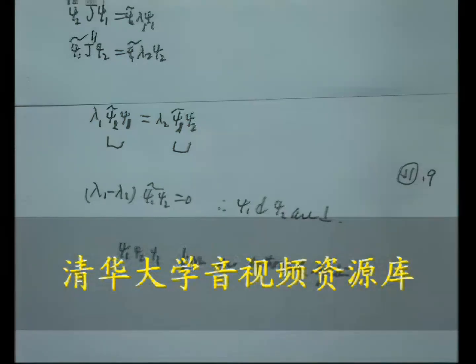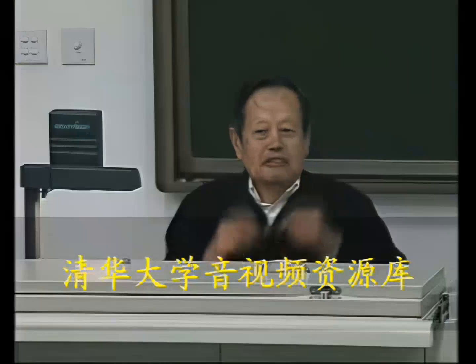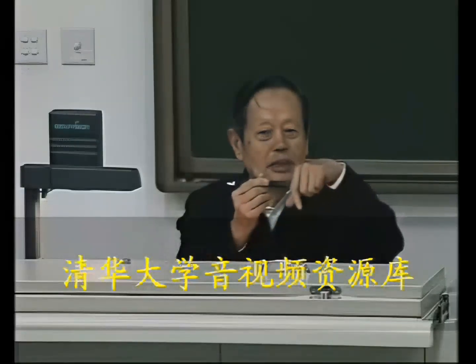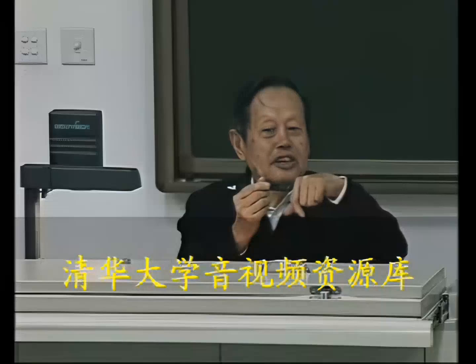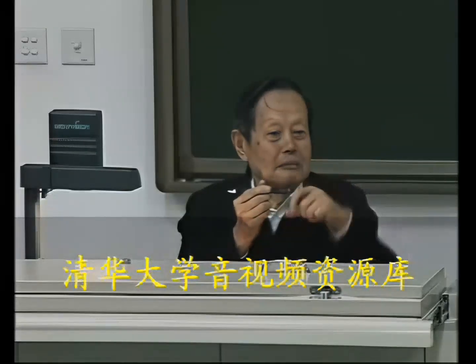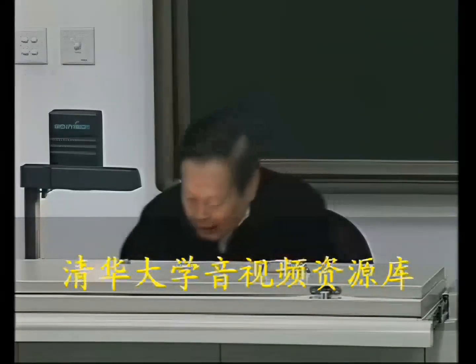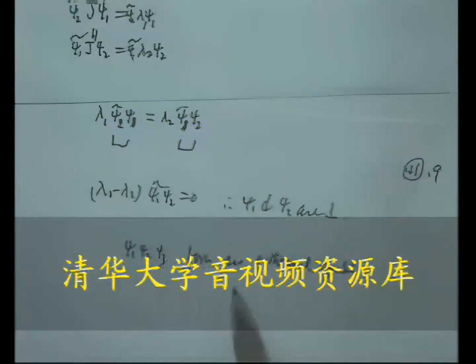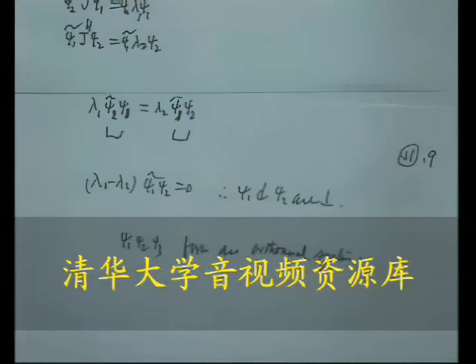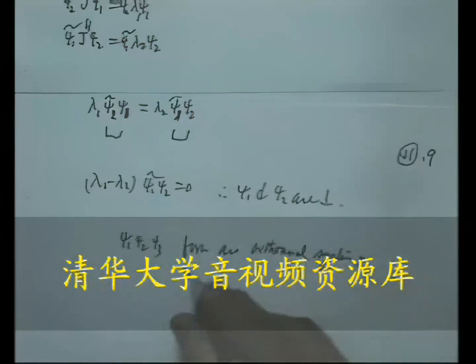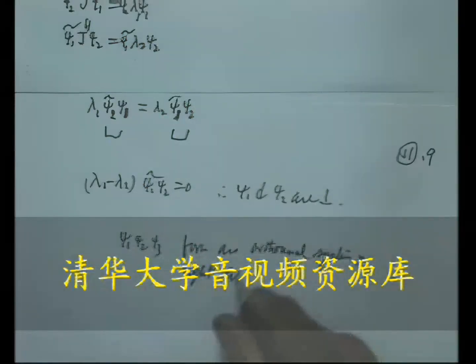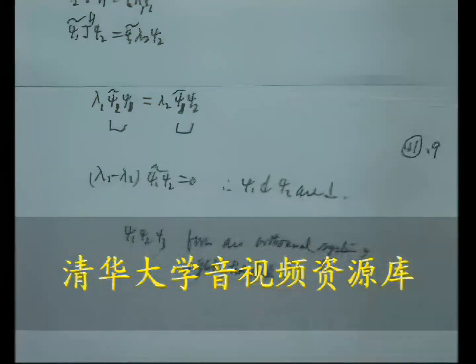And I can certainly change the sign of psi 3. So if psi 1, psi 2, psi 3 form a left-handed system, I just change psi 3 into minus psi 3, and then it becomes a right-handed system. So they form an orthonormal system, and I can make it right-handed. But we have made the assumption that lambda 1, lambda 2 and lambda 3 are not identical.